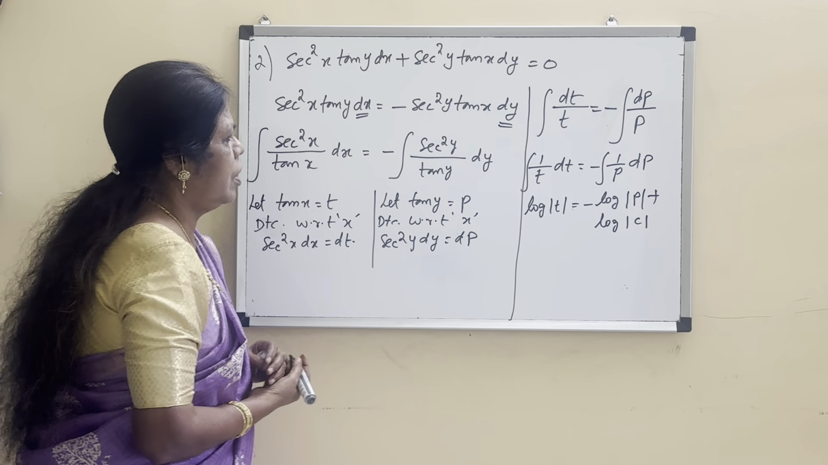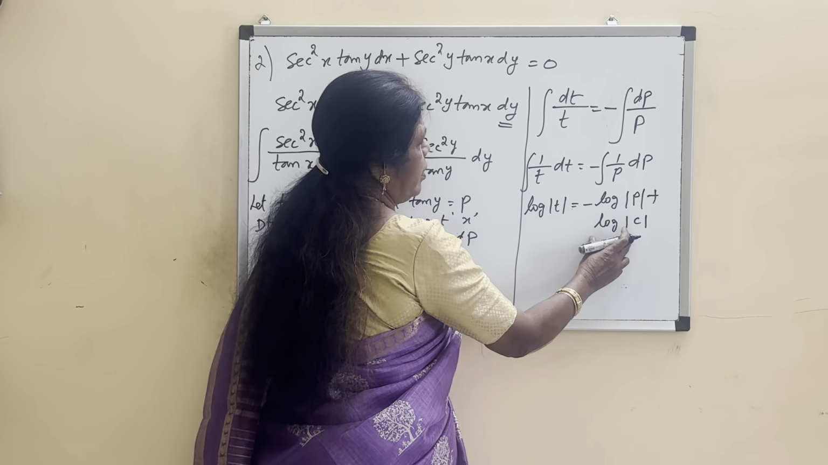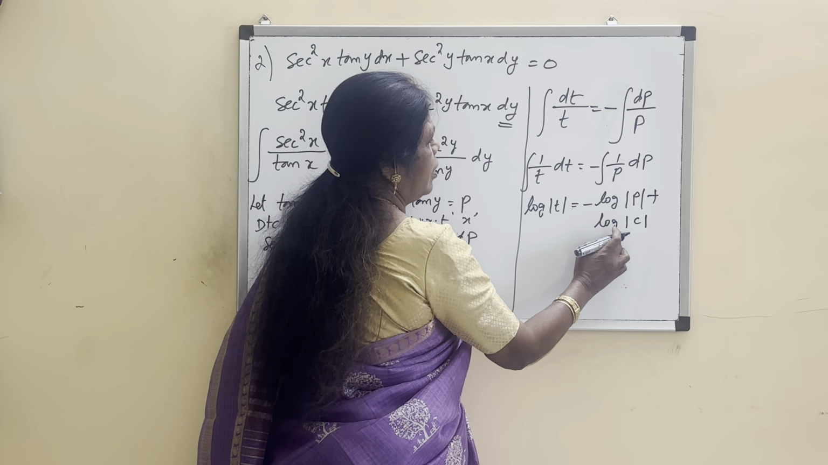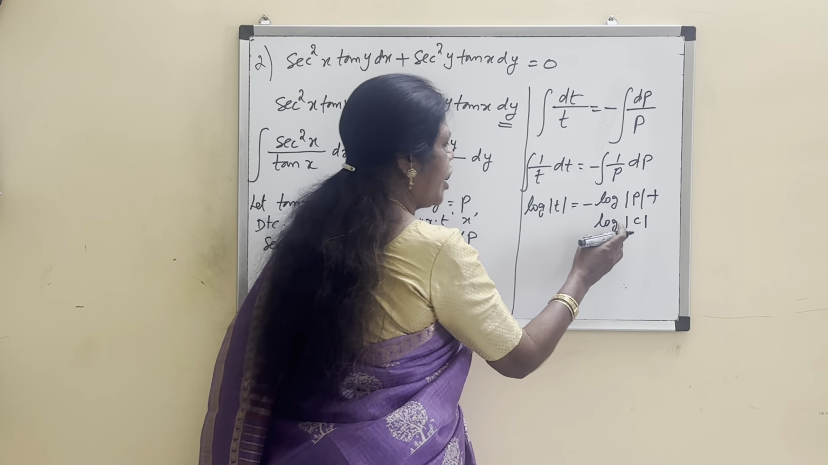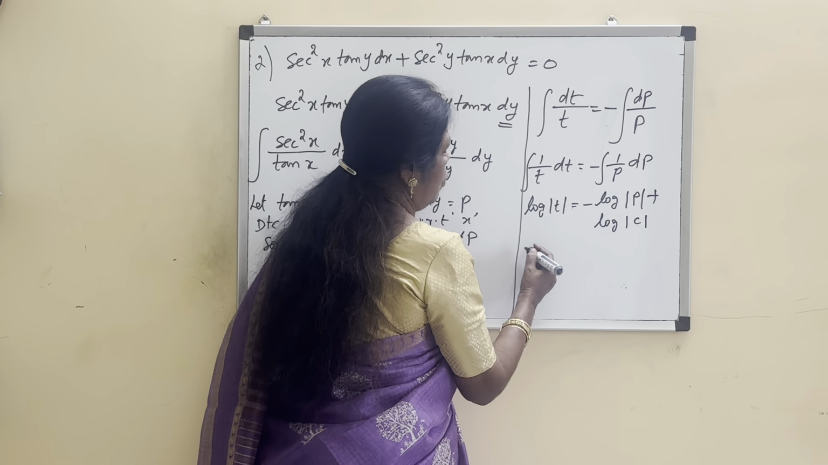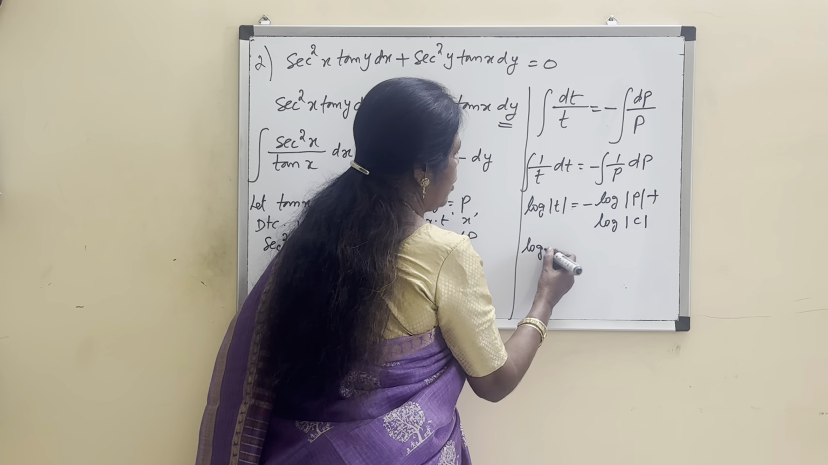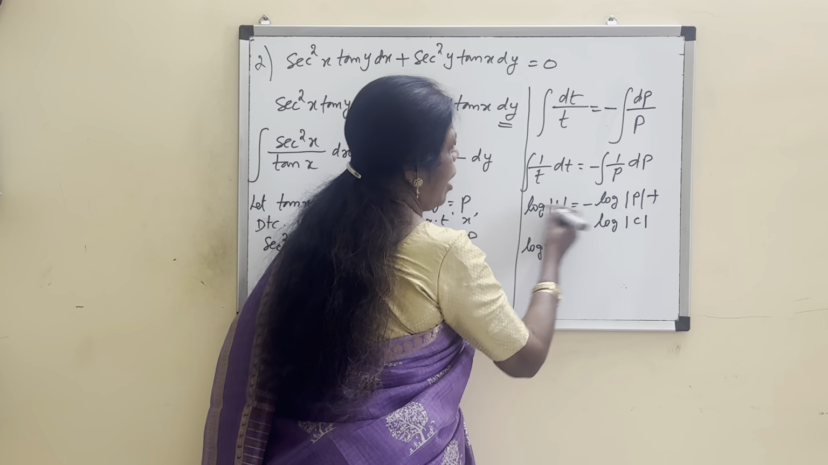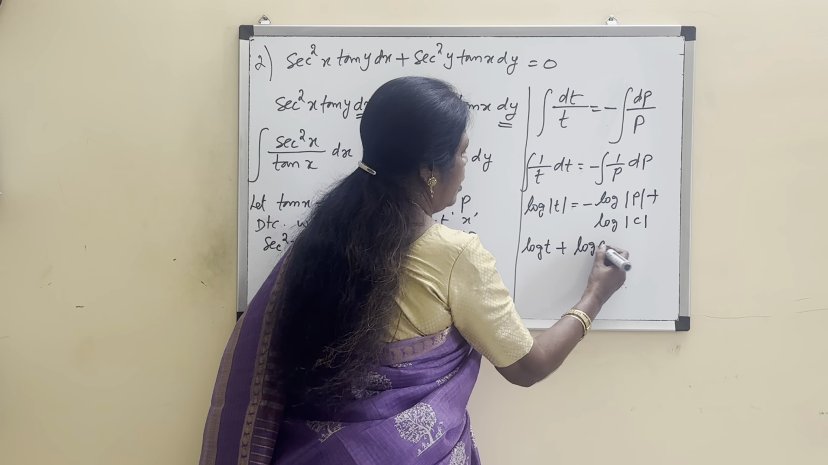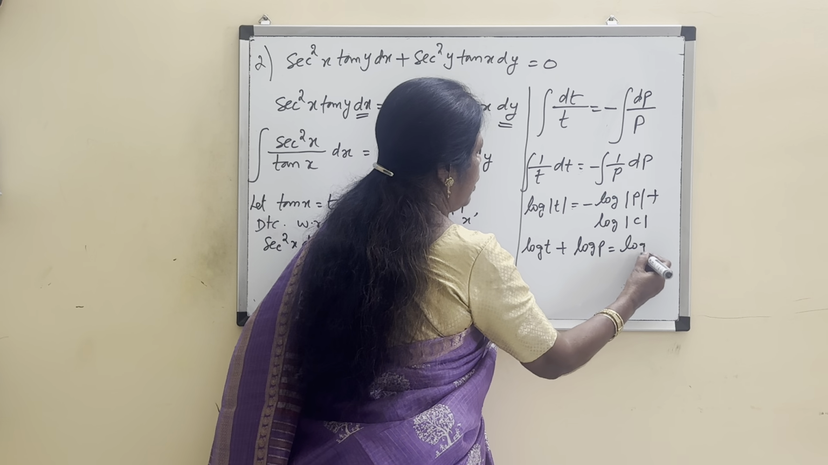Right, now I think you will understand this. Everything is in terms of log, and this is also in terms of log. You can also simply take plus c. Now I am skipping the modulus and writing log p. I am bringing this log p this side. Log t plus log p equal to log c.